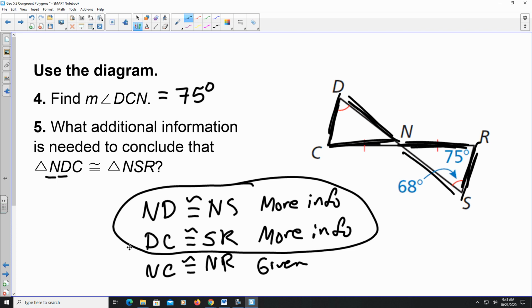And that is looking at congruent polygons.